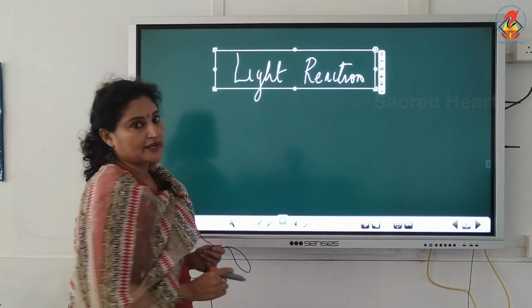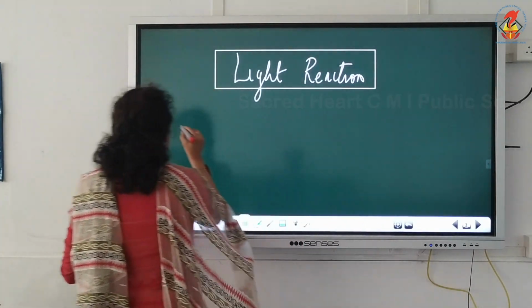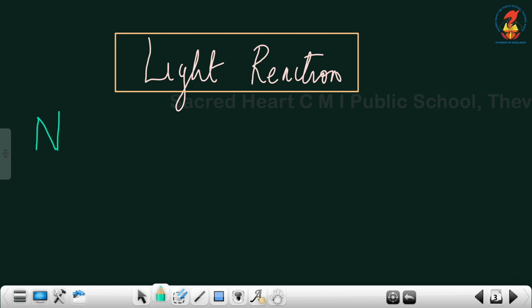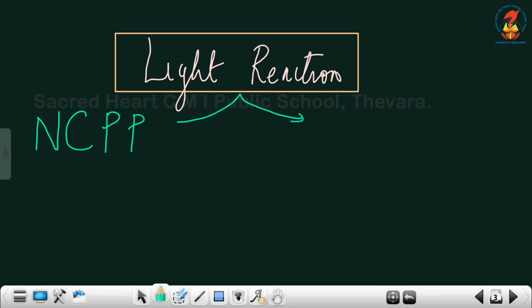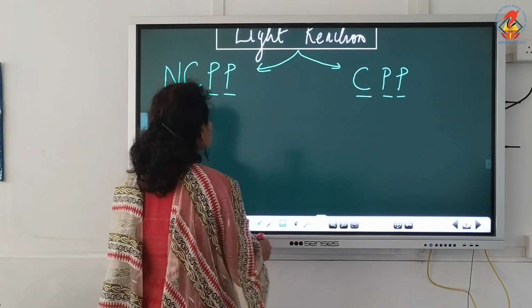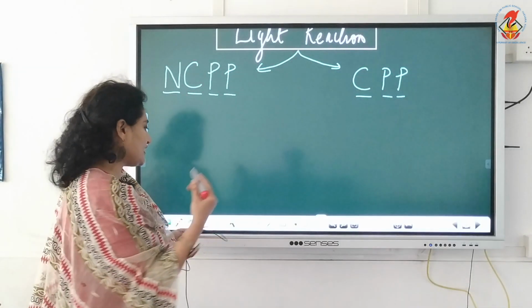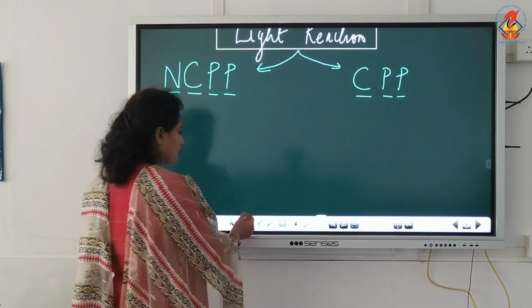There are two types of light reaction. The first one is NCPP and the second type is CPP. The full form of NCPP is non-cyclic photophosphorylation and the second type is cyclic photophosphorylation. So what is common to both the types is PP. Let's look at what this PP is.